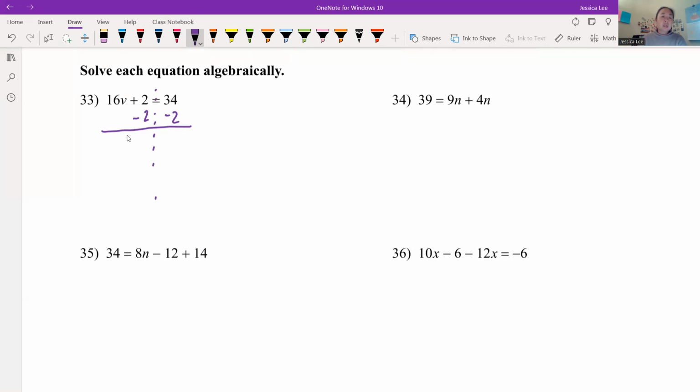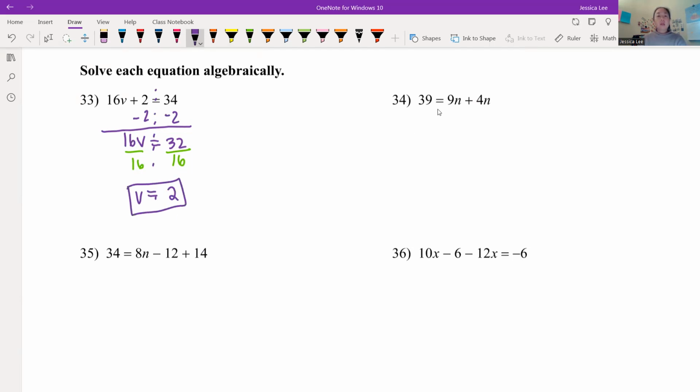All right, so then we're going to get 16v. This just becomes 0, so we don't need to write that in there. And 34 minus 2 is 30. Next step, which is the last step, we got to get rid of the 16. Remember 16 times v. We're going to undo that by dividing. We're going to divide 16 on both sides, and we get v is equal to 2, because 32 divided by 16 is 2.